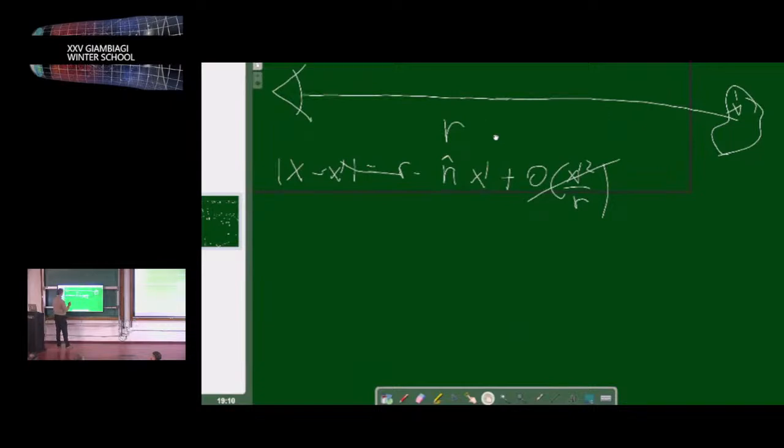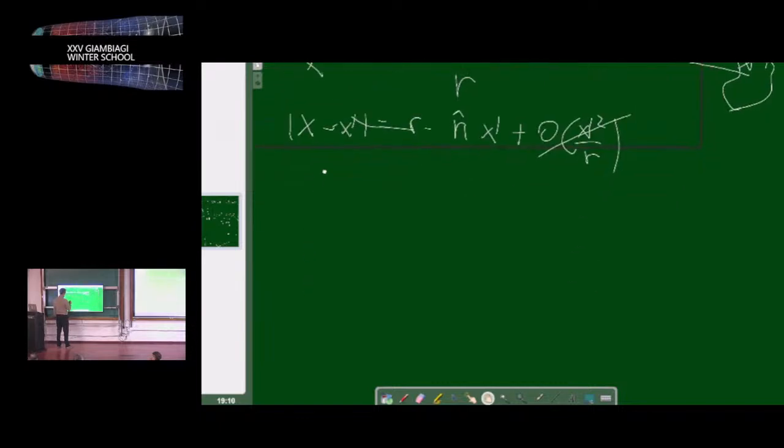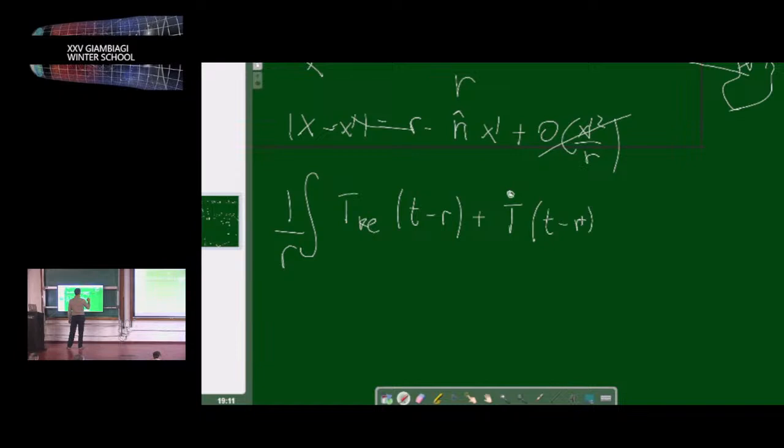So let's forget the projector now. Let's expand the integrand. And so you get T_kl. At order 0, I get this. The 1 over r I can put outside of the integral because I forget the x prime dependence in the denominator. And then I expand to first order, I get T dot, a big dot, evaluated at t minus r.